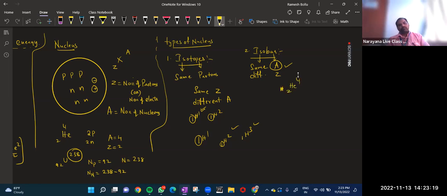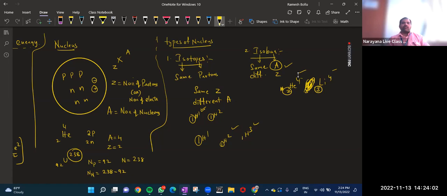Helium 2-4, beryllium also 3-4. Have you noticed? Hydrogen, helium, beryllium only. Atomic number 3, lithium. Lithium 3 and 4. Watch this nucleus: they have the same mass number. Same bar, same pressure, but different atomic numbers are there. Correct or not? So the two nuclei which have the same mass number are called isobars.